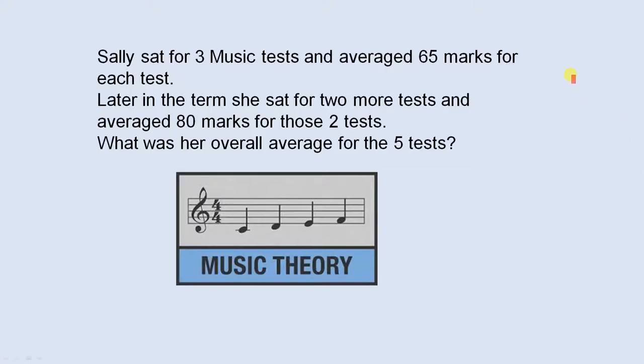Sally sat for 3 music tests and averaged 65 marks for each test. Later in the term she sat for 2 more tests and averaged 80 marks for those 2 tests. What was her overall average for the 5 tests?